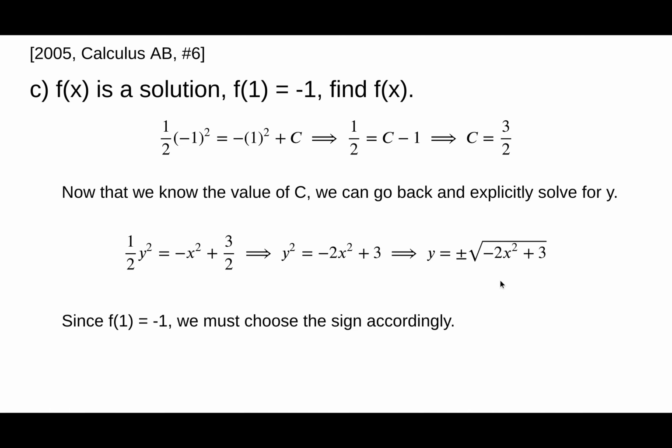Since f of 1 is negative 1, we have to guarantee that the solution we choose gives us negative 1 as an output, and that is only going to happen if we choose the negative version of y. So our particular solution here, f of x, equals the negative square root of negative 2x squared plus 3.